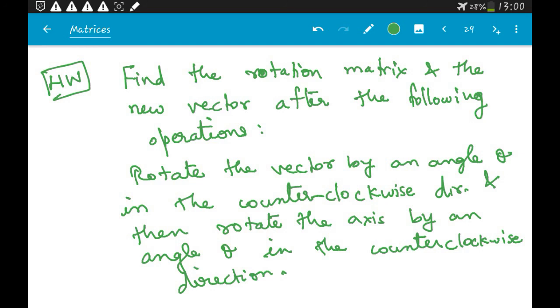After you perform this set of operations, you need to find what is the rotation matrix and the new vector corresponding to that rotation matrix. Alright, that's it for today.